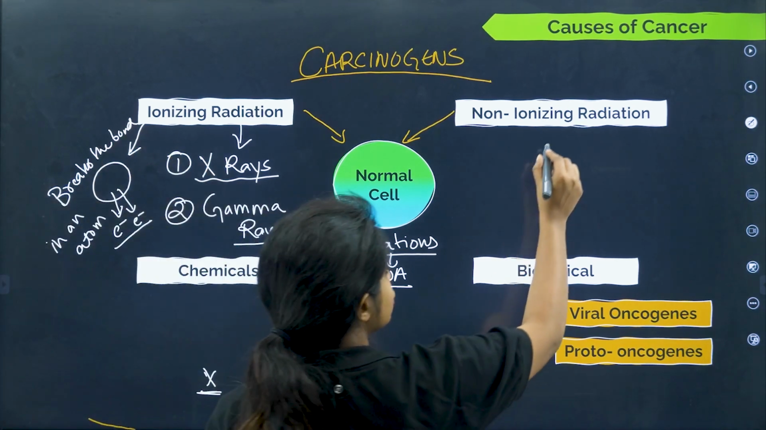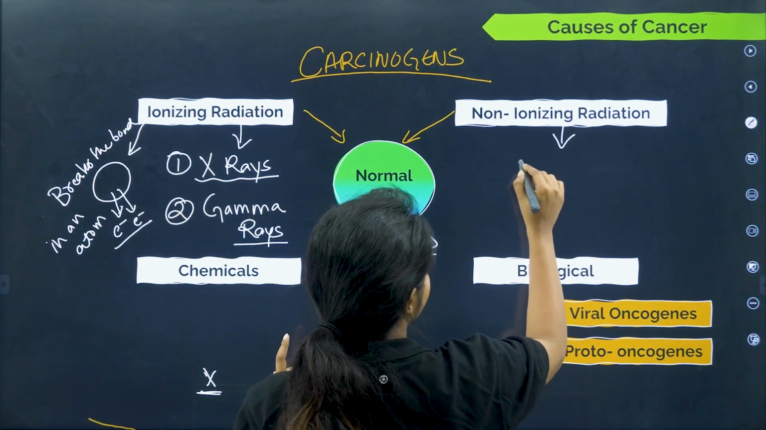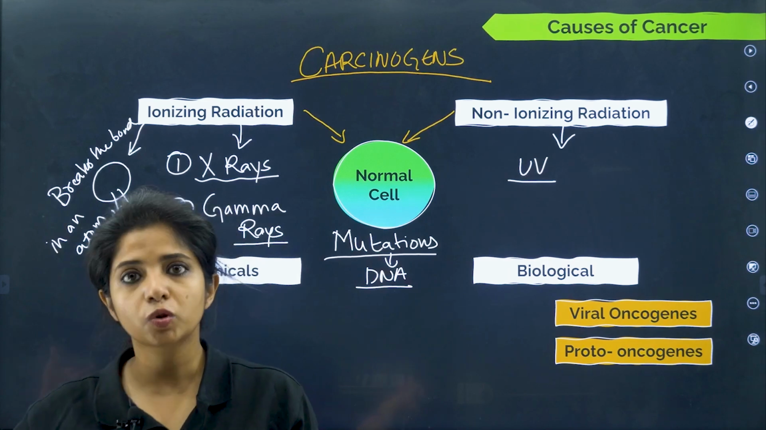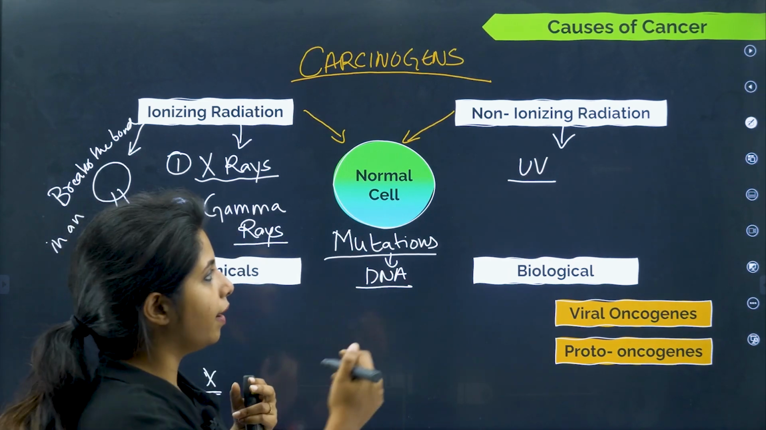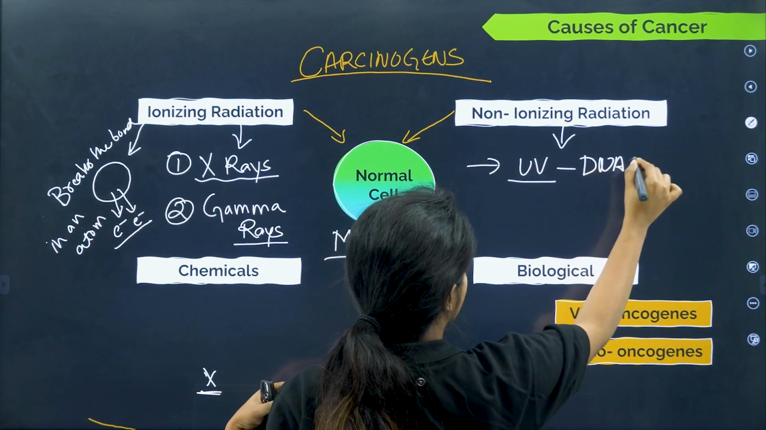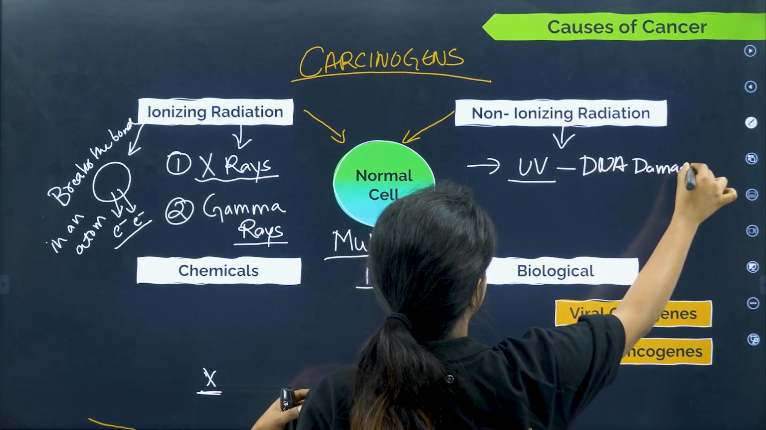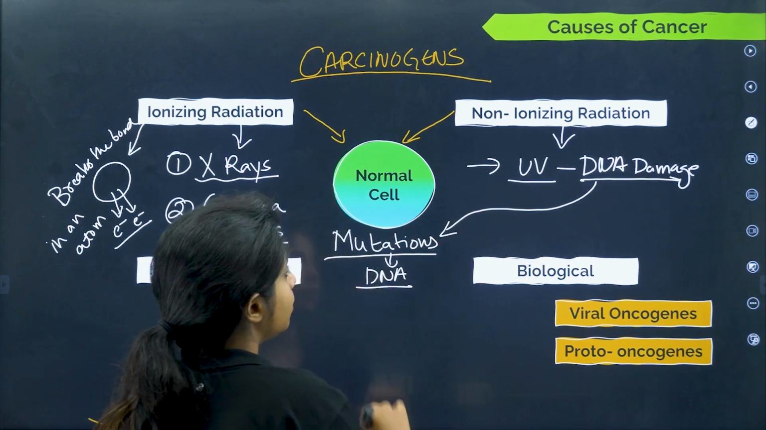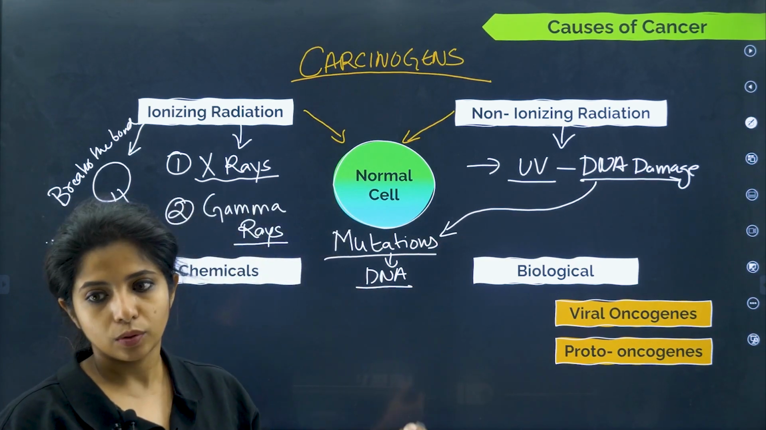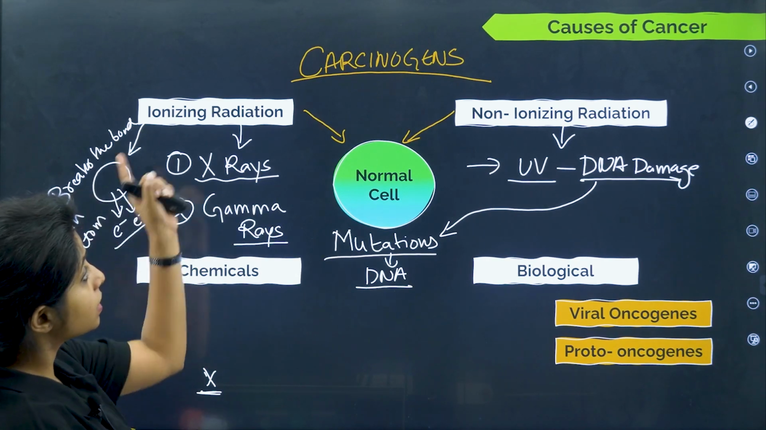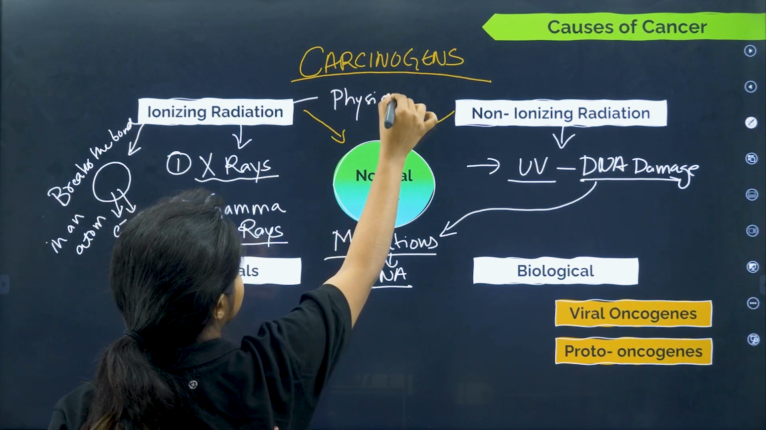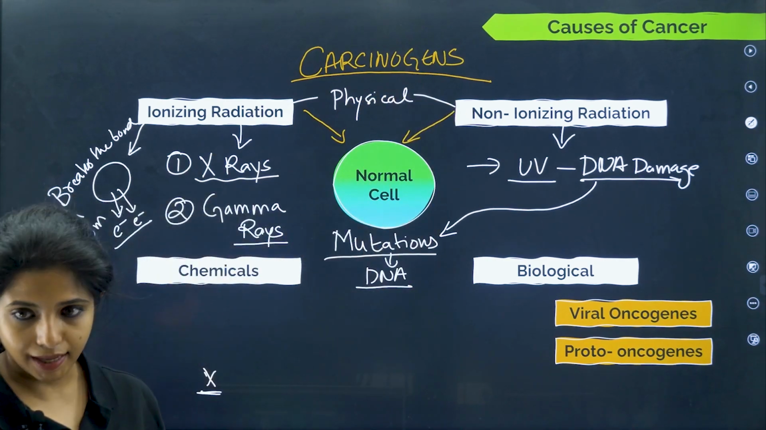Now non-ionizing radiation, example will be what? UV radiations. Visible light that we have is also non-ionizing, but UV is the one that causes lots and lots of trouble. So it is going to cause DNA damage. How can it cause DNA damage? By causing mutations, some changes in our DNA which could lead to abnormalities. Okay. Now that is the physical factor. So both of them are the physical causative agents of cancer.